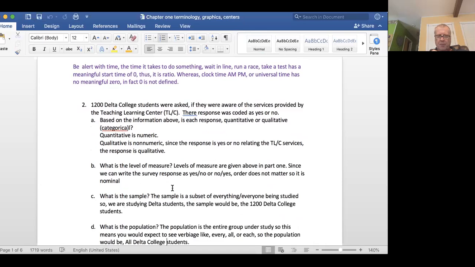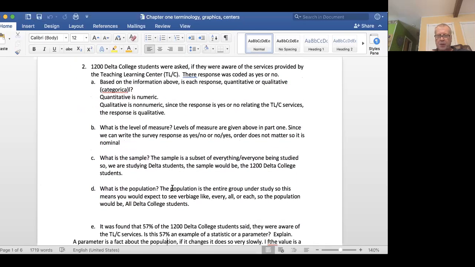Let's look at part B. What is the level of measure? Well, yes, no. No, yes makes the same level of sense either way. So since it's qualitative and order doesn't matter, yes, no versus no, yes, it has to be nominal.